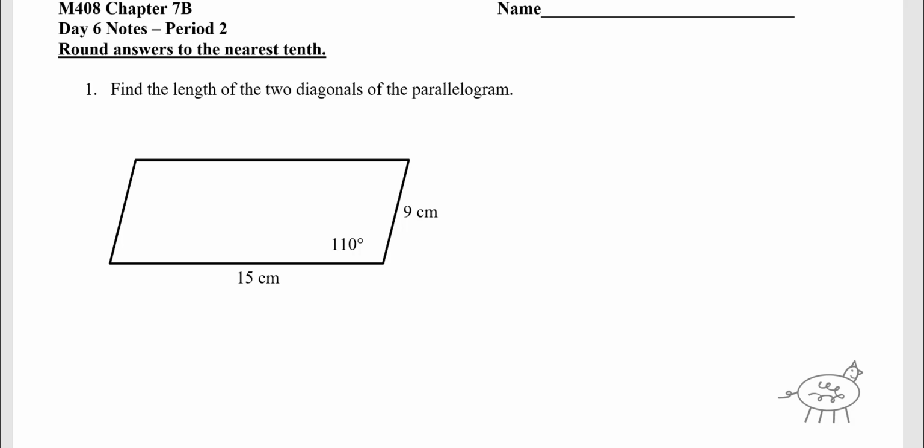I basically have 4 different application problems to do with you guys. These are the kind of problems you're going to see on a quiz, test, final exam, etc. So let's get started here.